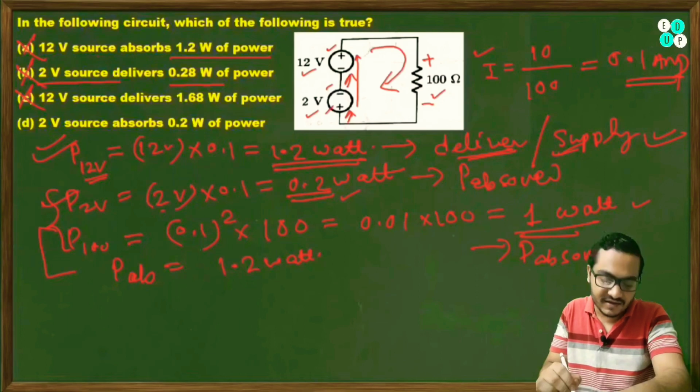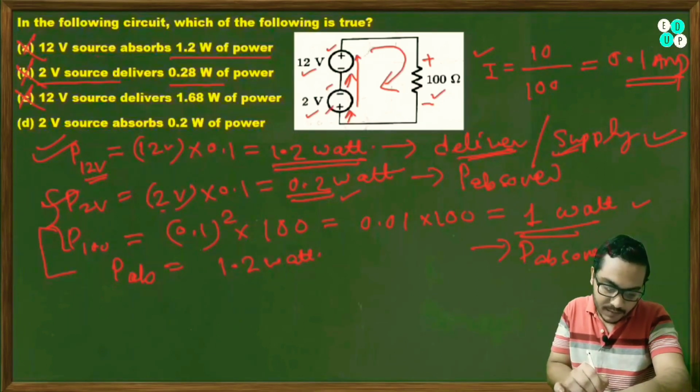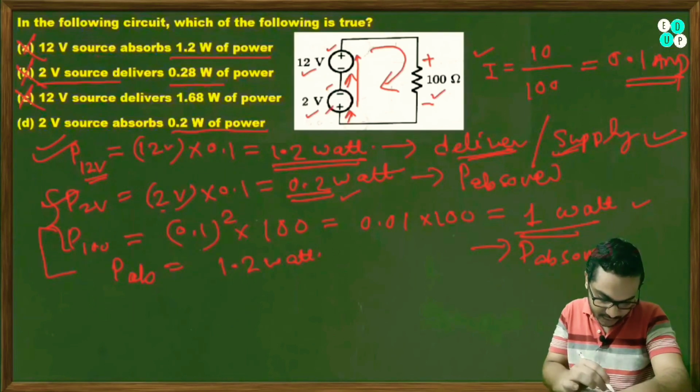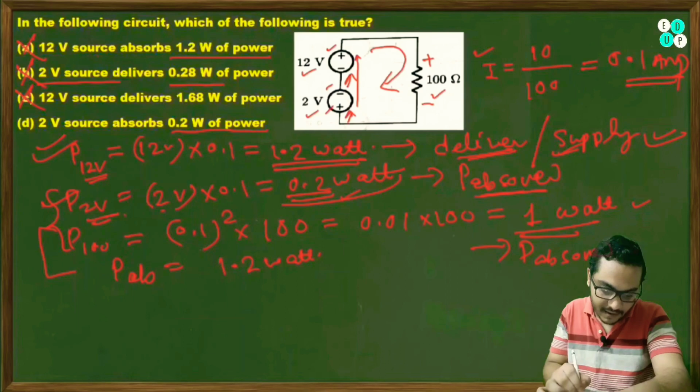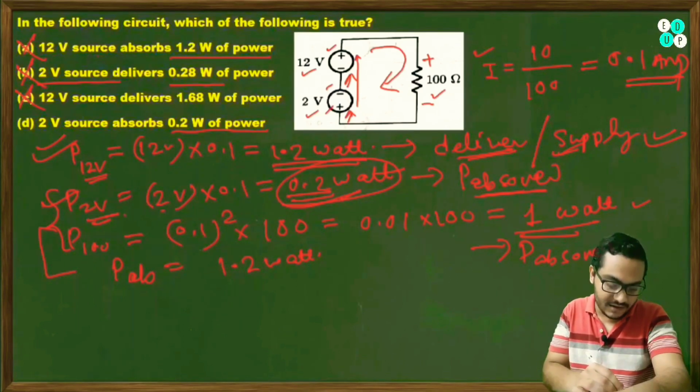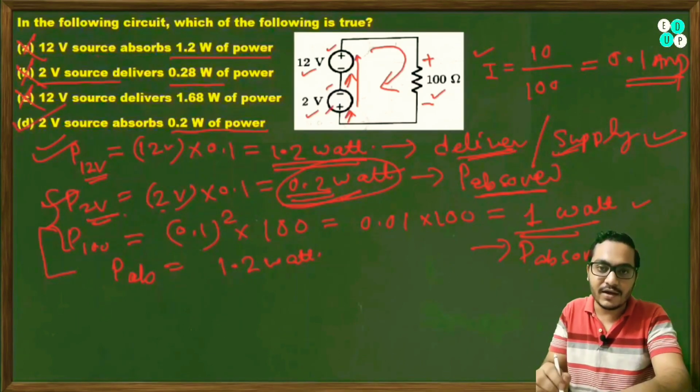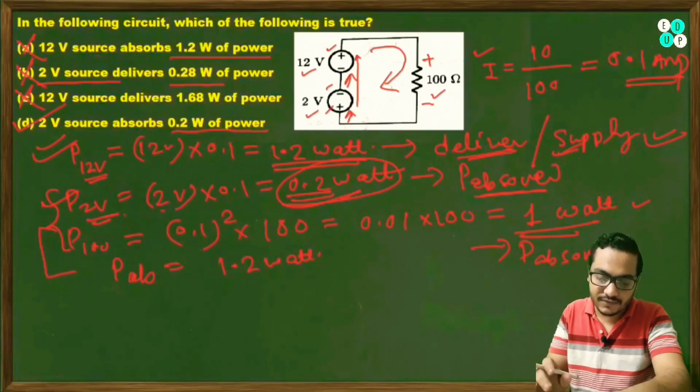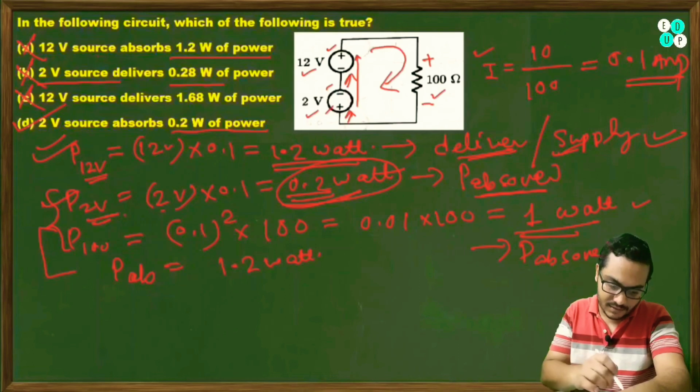The fourth option says the 2 volt source absorbs 0.2 watt of power. Here the 2 volt source absorbs 0.2 watt of power, so this option is the right answer. Always remember, any electrical network is based on the conservation of energy. This is a very important and useful concept. Now let's move on to the next question.